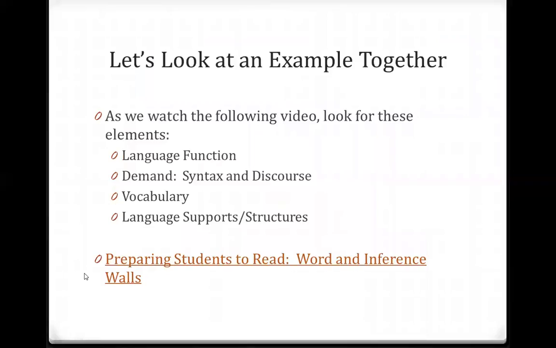Now, here's what I'd like for you to do. This will be the last activity for academic language. I'd like for you to go ahead and pick out that paper, that handout that we had before. We're going to watch a short video. As we're watching the video, I want you to identify those language functions, language demands, including syntax, discourse, and vocabulary, as well as language supports and structures. When you finish that, bring a hard copy to our next face-to-face class, and you'll be able to see how you were able to identify those different areas of academic language.